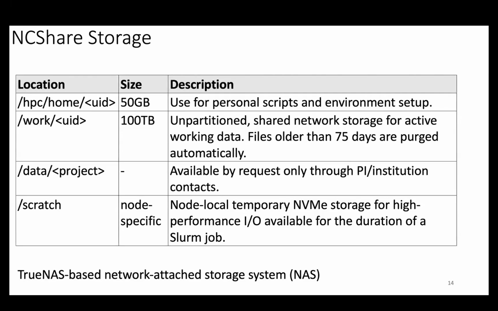To talk a little about the NC Share storage, there are 4 main storage locations. Each user, as soon as you create an account, gets 50 gigs in the home space. That's useful for keeping your scripts, your applications, and all that. And then we have work, which is a much larger space. That's good for when you're dumping your calculation data.